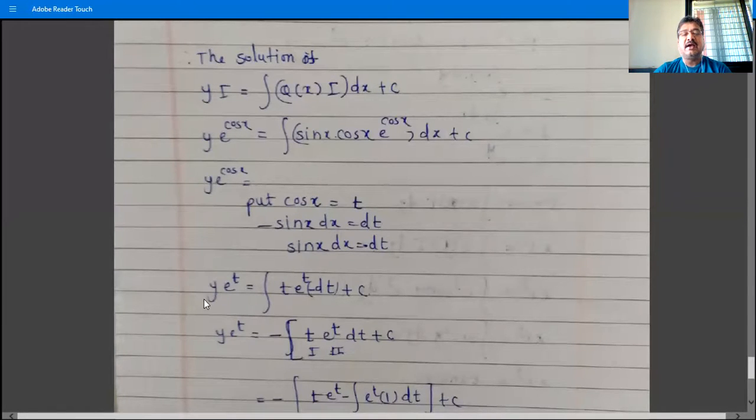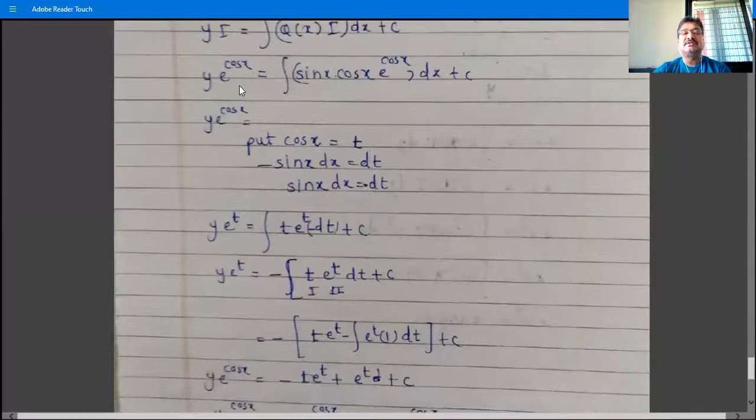Remain this y e raised to cos x as it is. No need to substitute cos x as t in the LHS, because it is only to solve the integration on the RHS. This substitution is used to obtain the integration of this RHS. So write y into e raised to cos x as it is, LHS as it is, equal to this. cos x means t, and e raised to cos x means e raised to t.